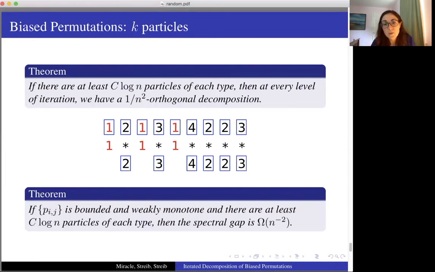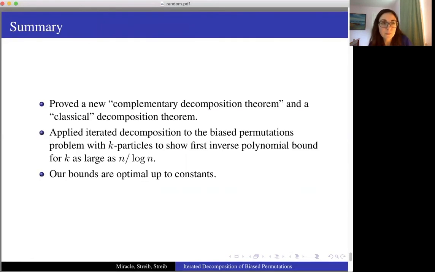Okay, so we can prove nearly optimal bounds for k as large as n over log n, where the previous best known bound was constant k. Just to sum up, we proved this new decomposition theorem, which we call complementary, and a classical decomposition theorem, and we applied it to the biased permutations problem, and we got optimal bounds up to constants.